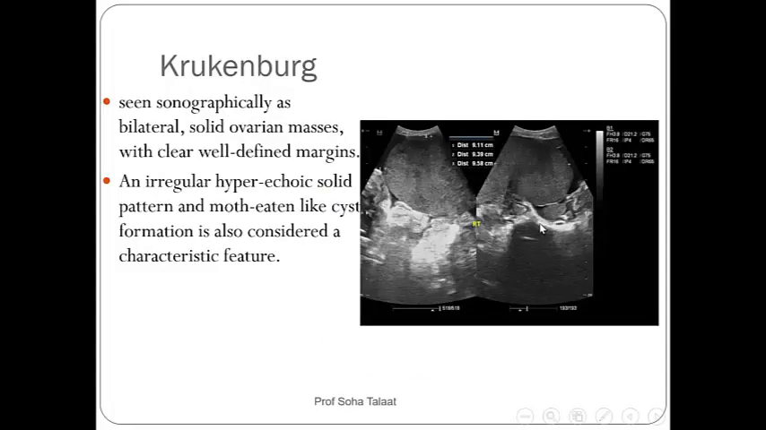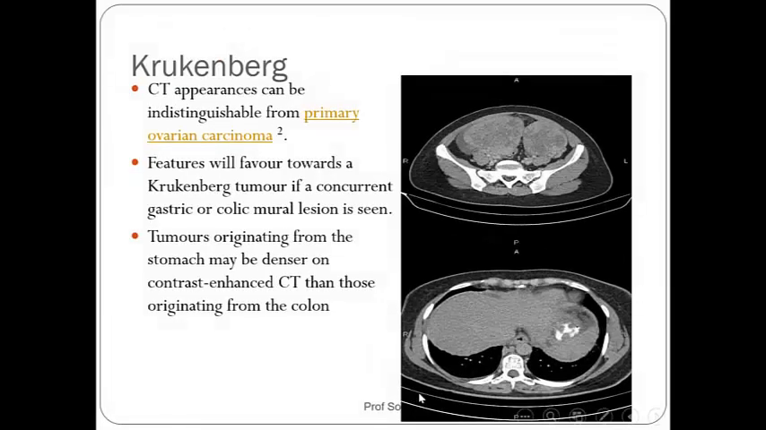But are the features that we see a picture of Krukenberg? I think not. Krukenberg is seen sonographically as bilateral solid ovarian masses with clear, well-defined margins, a regular hypoechoic solid pattern. Moth-eaten-like cysts may be seen on ultrasound. Here is a bilateral Krukenberg tumor, and we have here a stomach cancer.